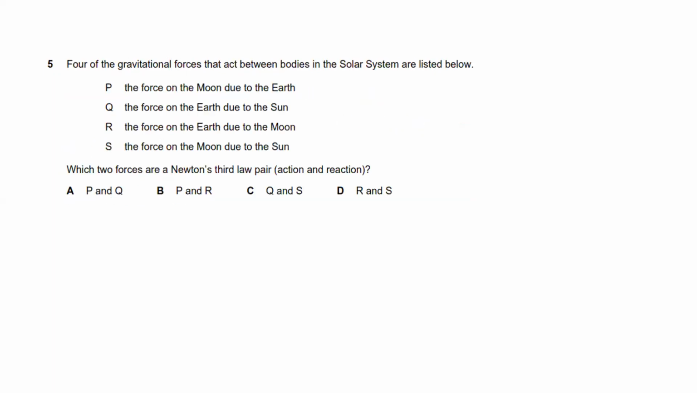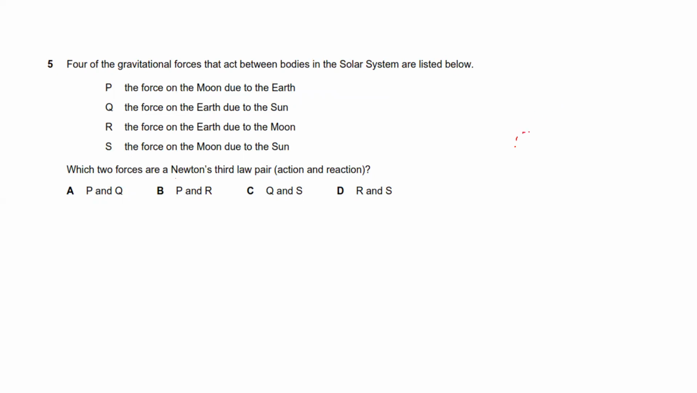Next question. Question number 5. It says 4 of the gravitational forces that act between bodies in the solar system are listed below. P is the force on the moon due to Earth. Q is the force on Earth due to the sun. R is the force on the Earth due to the moon. And S is the force on the moon due to the sun. Which two forces are a Newton's third law pair, action and reaction?